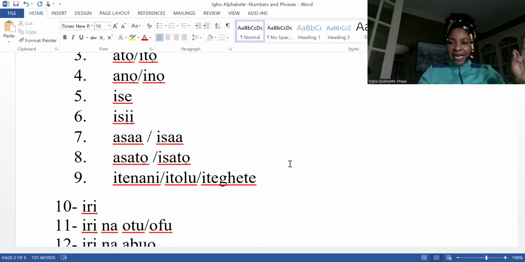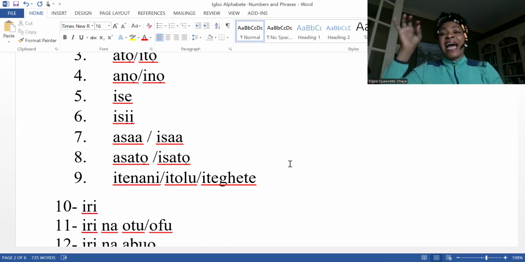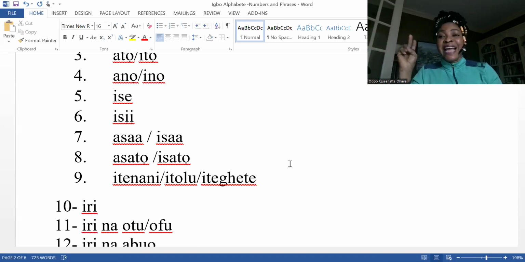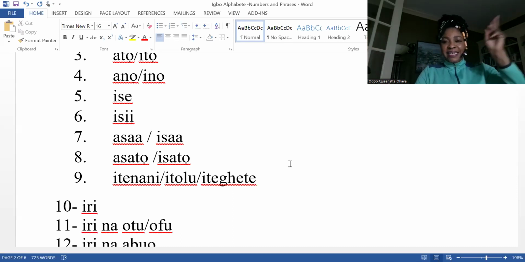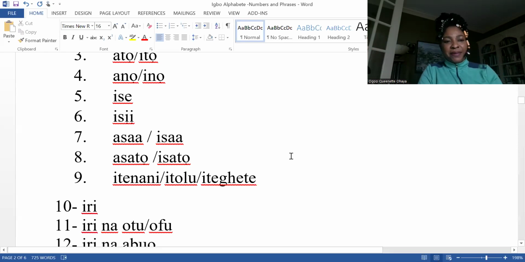Iri na itoolu. Then 20. The whole numbers, remember, no preposition. Preposition is na, N-A. No preposition. 20, iri abụọ. 30, iri atọ. If I say 31, let me get somebody here.